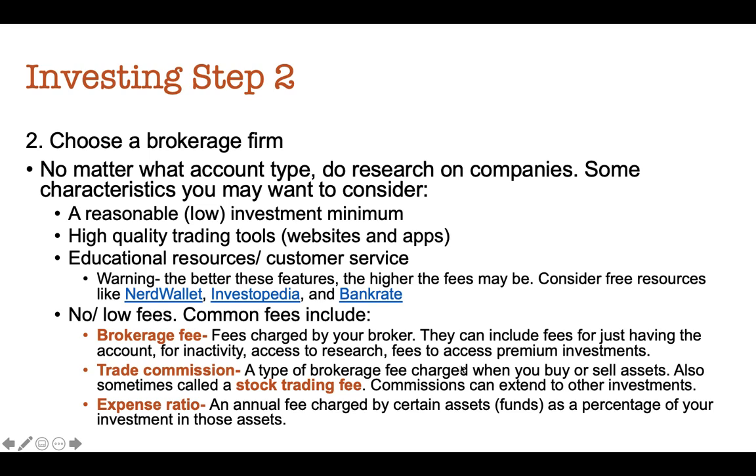Second, choosing a brokerage firm. So once you've picked an account, you need to pick a company to facilitate that account. So those are those brokerages I was discussing earlier. Charles Schwab, Vanguard, Fidelity, TD Ameritrade. There's a whole bunch of them you can research that offer different types of accounts.